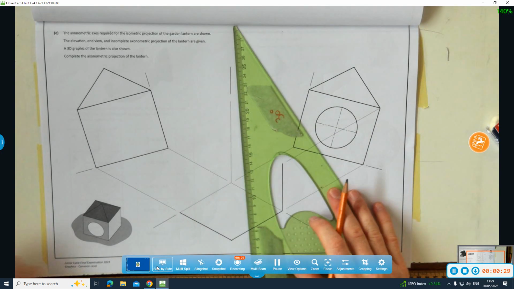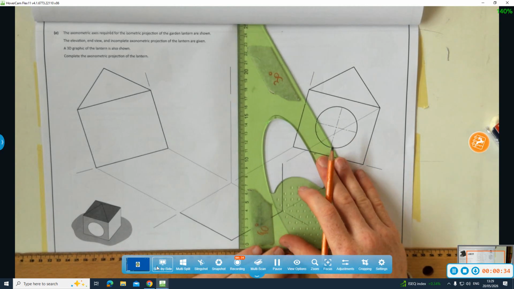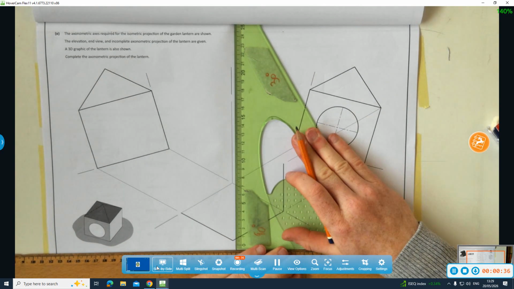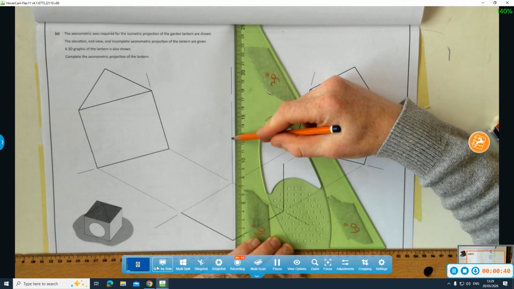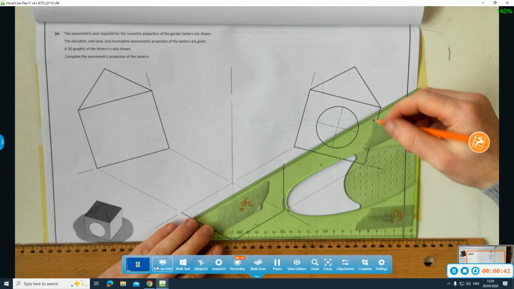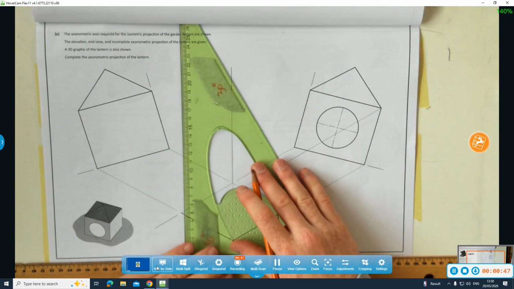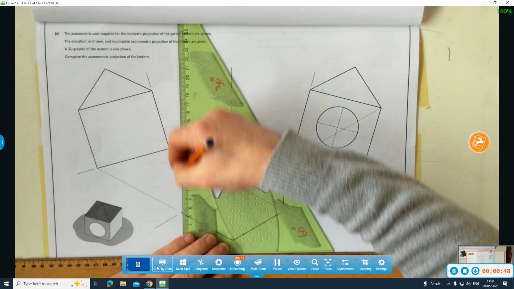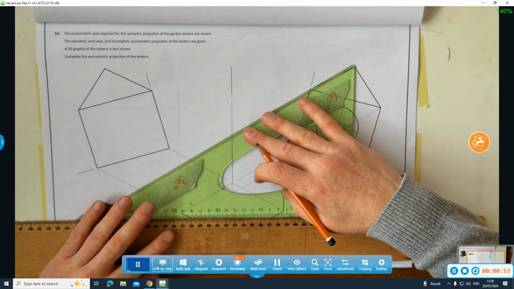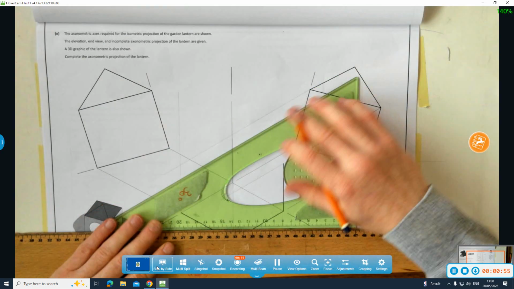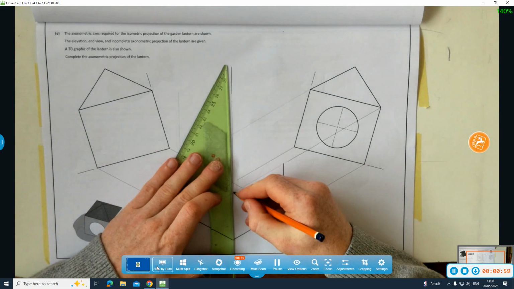I'm going to bring up this bottom corner here now. I'm going to bring it down here. I'm going to bring up this corner. I'm going to bring it down. You can even bring down this top corner here if you want. Okay, and I'm going to get the main square shape drawn in.